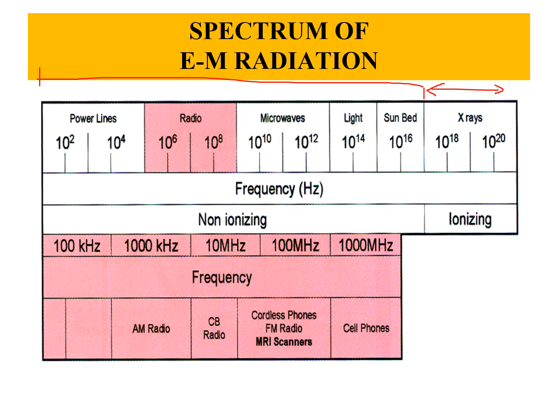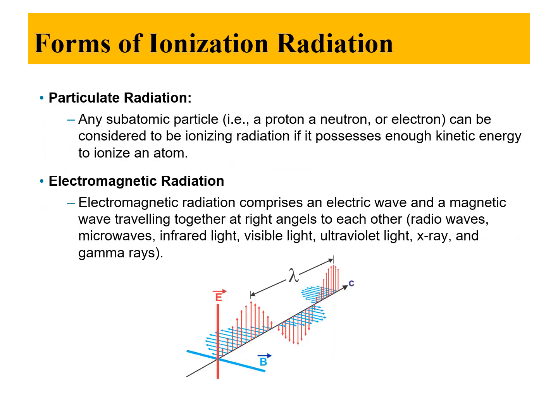Now ionizing. Are we okay with the problem with ionization and some concepts behind it? Now, that's radiographic imaging. In terms of forms of ionizing radiation, we have something called particulate radiation, and we have electromagnetic radiation. Both of them are used to make devices for us. Any subatomic particle, a proton or a neutron or electron, can be considered ionizing radiation if it possesses enough kinetic energy. Or you can have an electromagnetic radiation, compared to an electric wave.